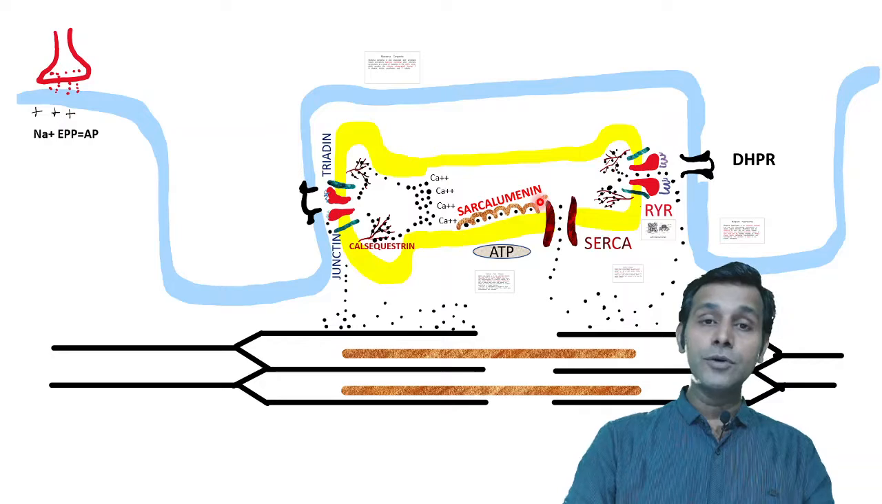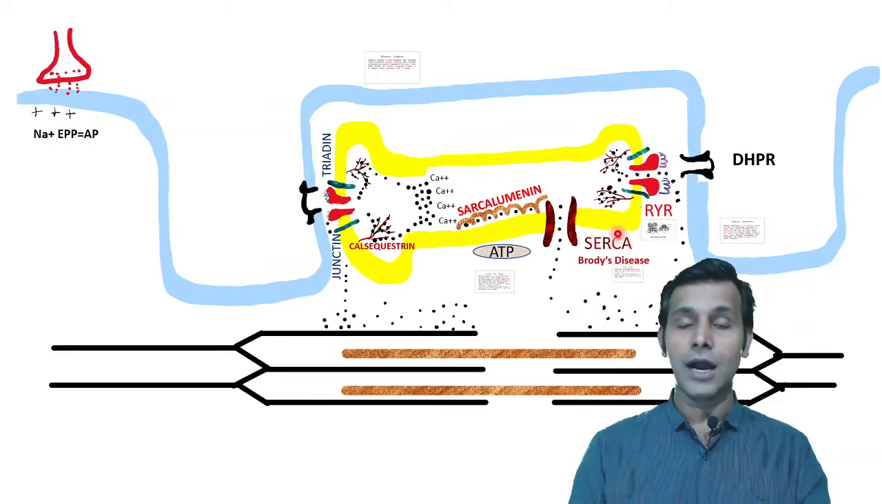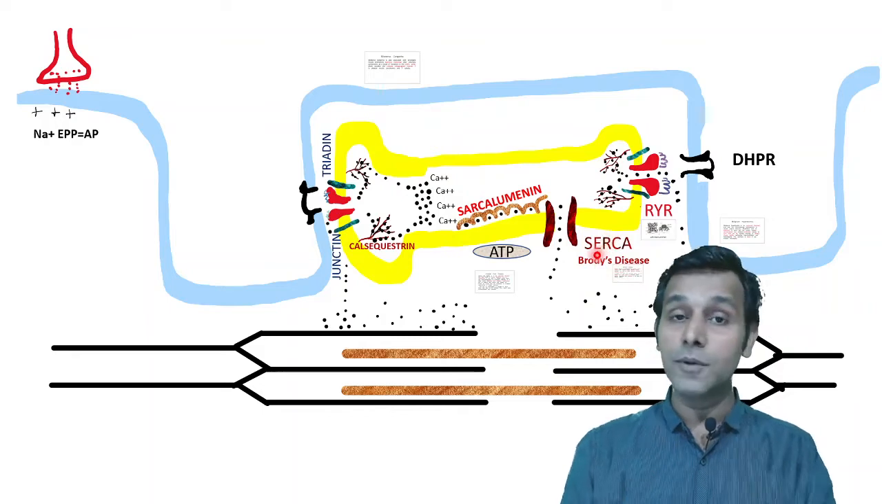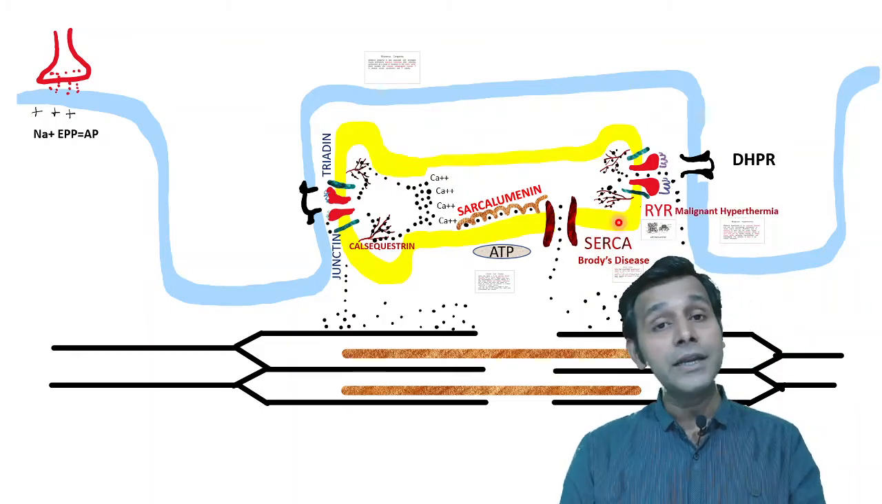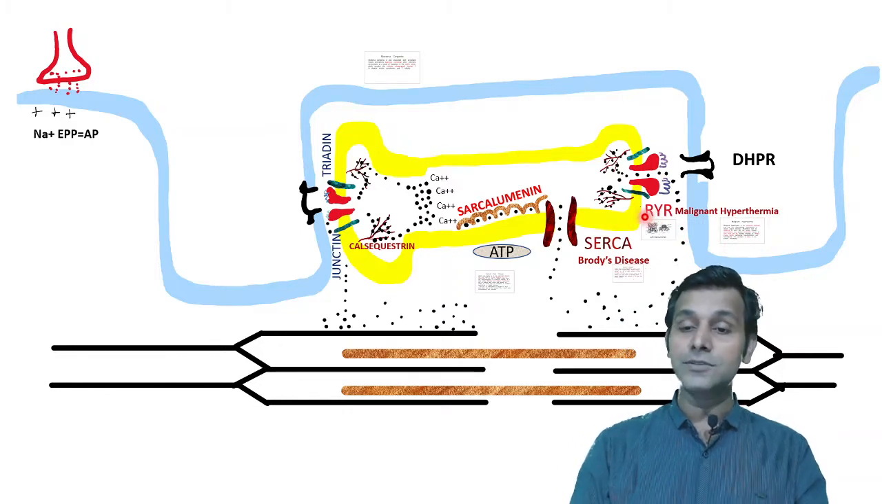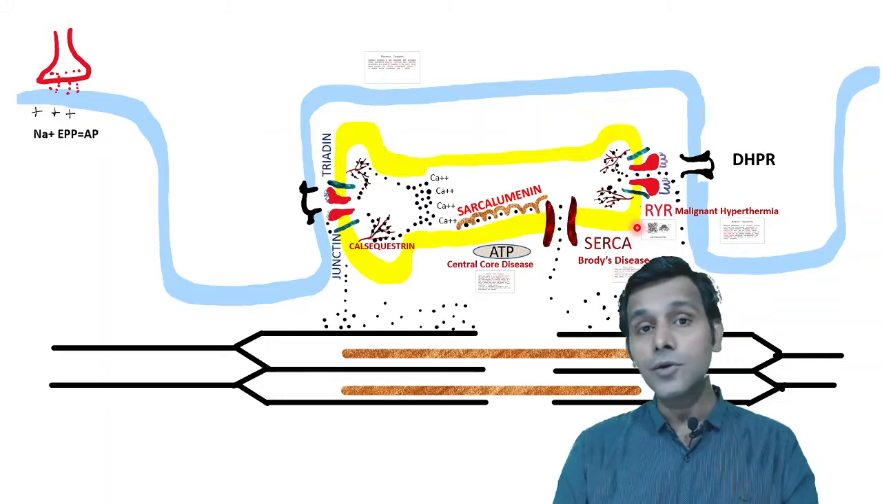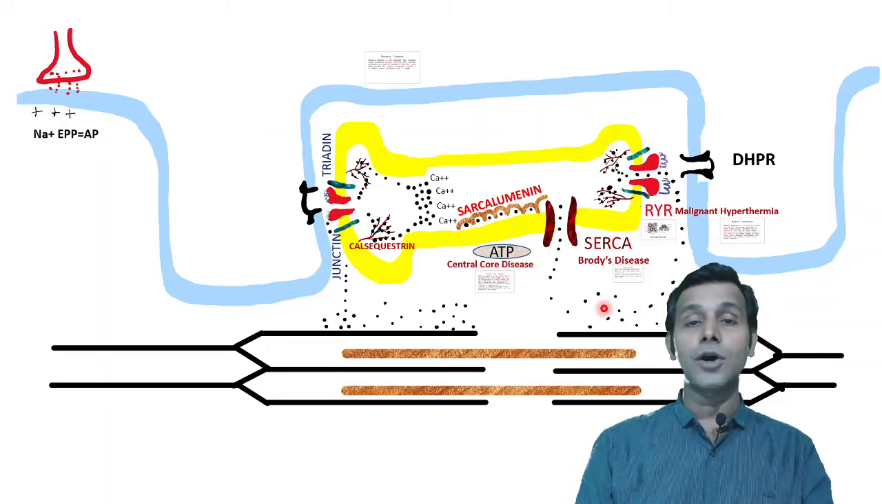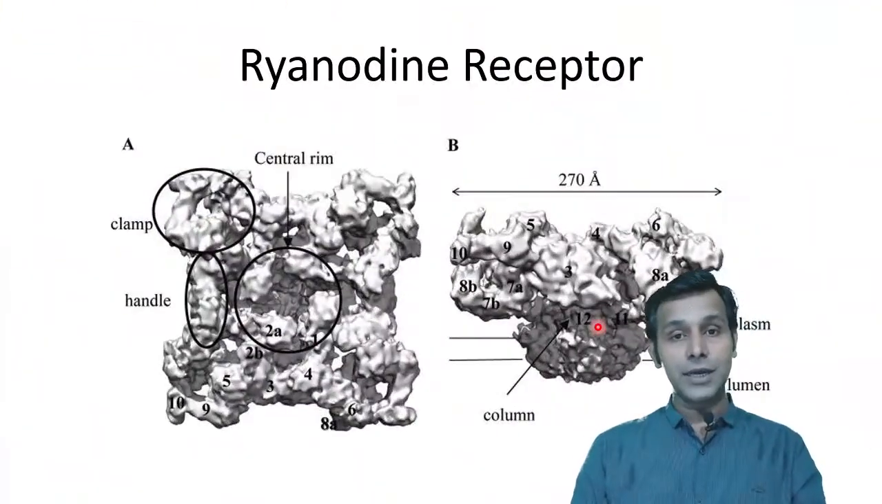The first one we know is Brody's disease, which is associated with SERCA, the sarcoplasmic endoplasmic reticular calcium ATPase. We have malignant hyperthermia, which is typically associated with the ryanodine receptor mutation. We have central core disease, which is associated with the mitochondria in the sarcomere. And we have myotonia congenita also.